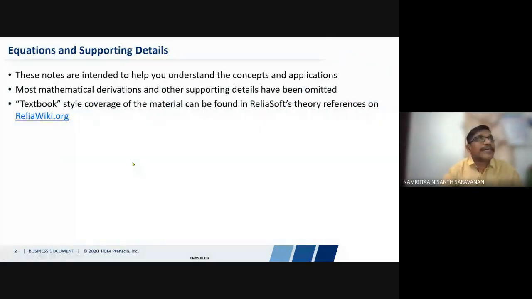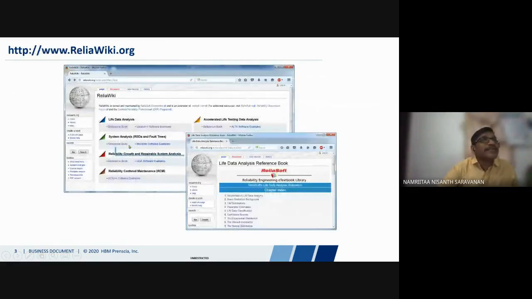You can refer to the Relaya Wiki for any kind of equations. Maybe students are happy, I will not show you any equations. But please remember, without equations, without mathematics, we cannot solve anything. Everything in the world is governed by mathematics. So you can refer to textbook-style information on the Relaya Wiki, which is maintained by our company. The Relaya Wiki looks like this.